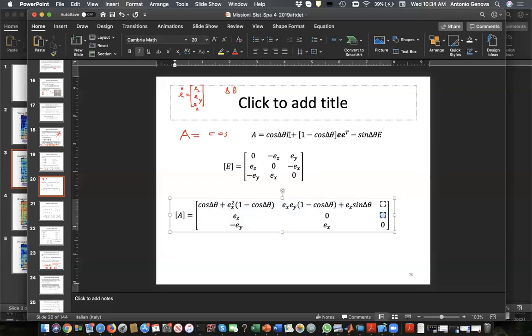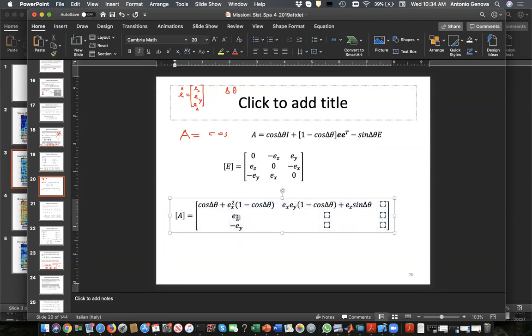The other terms here I'm not going to write, but they are given by the sum of these matrices, because this is the identity matrix with the diagonal element equal to cosine of delta theta. This is the matrix given by the product of E, E transpose, and this is the product of sine of delta theta with this matrix here. So you can compute this matrix by yourself, but it will be pretty straightforward.